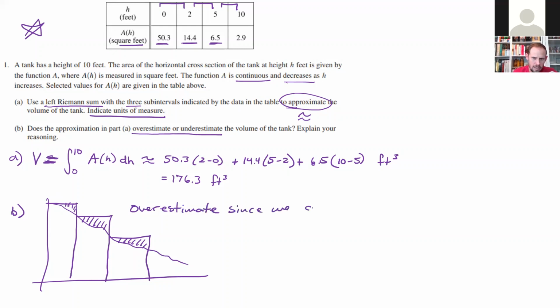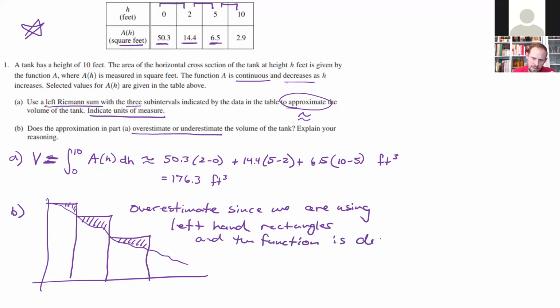Since we are using left-hand rectangles and the function is decreasing. You might be able to just get away with saying overestimate and then draw the picture and say, look, there's extra area here. That might be enough.